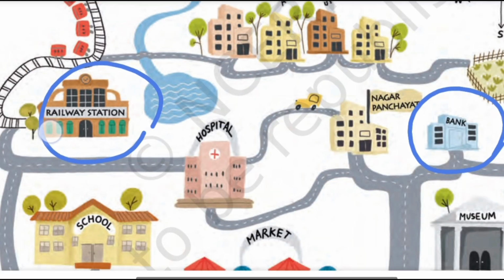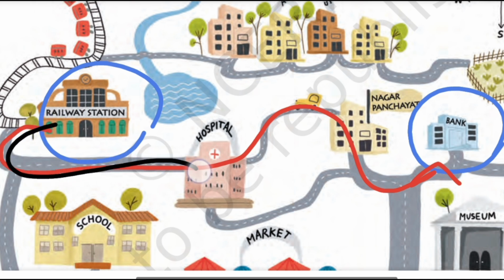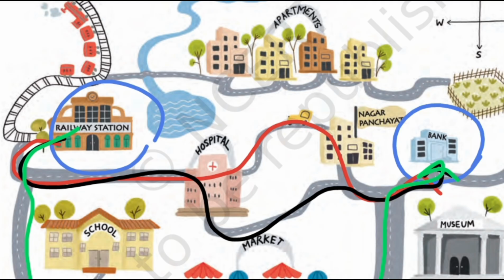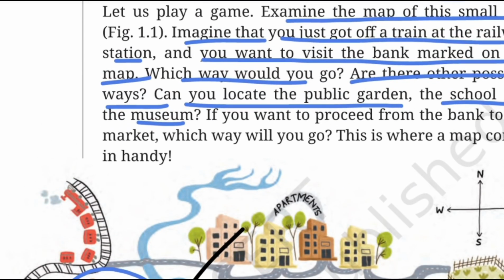I will just draw one way. So this is one way. You can go like this, and we are reaching the bank, isn't it? Then is there any other way? You can just think. Now I am starting from here and we are going like this, and we are reaching the bank. Now also we are reaching the bank. Is there any other way? If you are starting from here, we can go like this, and we are reaching the bank. So you can understand there are various ways by which we can reach the bank from the railway station, isn't it? There are different ways.